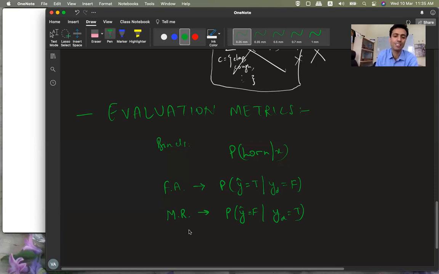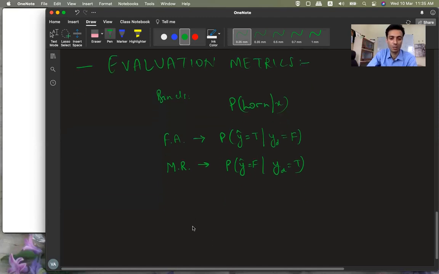These are two measures which can very effectively capture how many mistakes your model is making. So you can say FA plus MR is my metric. You can define it like that, or you can separately report, okay, my model has a false accept rate of this much and a miss rate of this much.